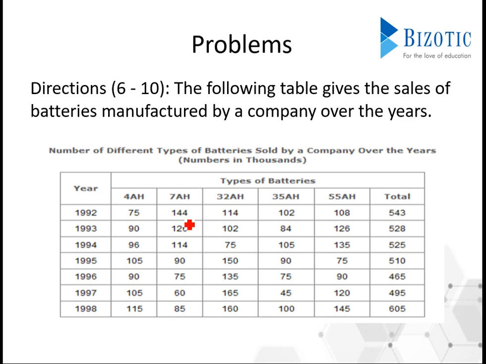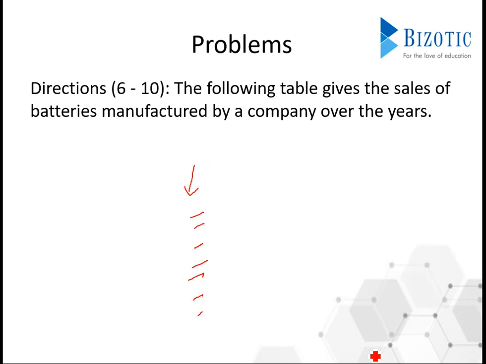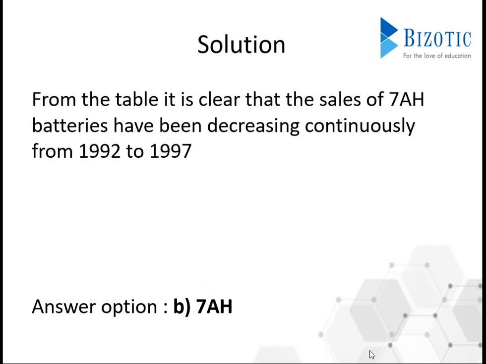When you look at the 7Ah battery in the table, the values are 144, 20, 126, 114, 90, 75, 60, 85. This is the only case where the sales are continuously decreasing. In the rest of the cases, such as 108, 126, there is an increase and then a decrease, a toggle. So from the table it is clear that the sales of 7Ah batteries have been decreasing continuously from 1992 to 1997. This happens only in the 7Ah battery case, so that will be your right answer.